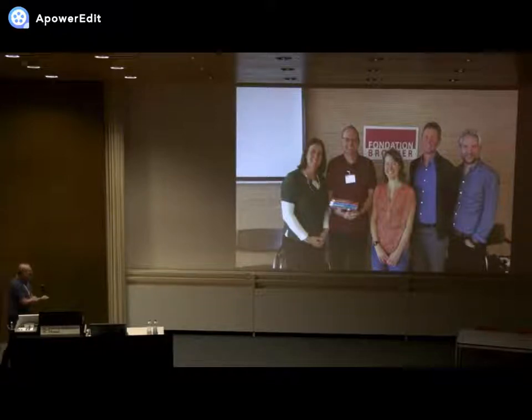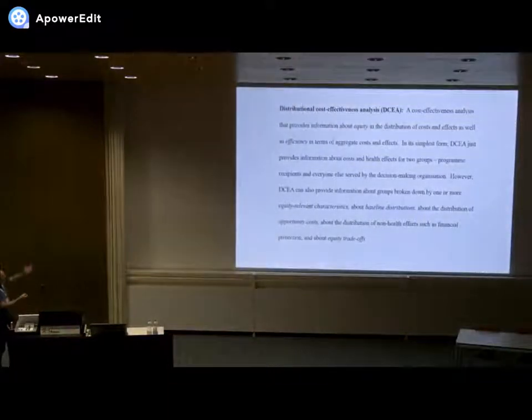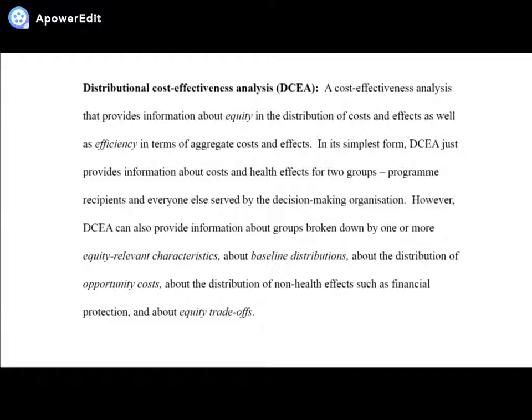Five minutes left, right. Okay, so what's to say? So there we are. We have a glossary of terms. This is our definition of DCA. The point is it provides information about equity in the distribution of effects, as well as efficiency in terms of aggregate costs and effects. As I said, the simplest form is when you've just got two groups, recipients and everyone else, and you weight them. However, you can do more complicated things when you break down who gains and who loses by these equity-relevant groups, and you can provide all sorts of other information here as well.